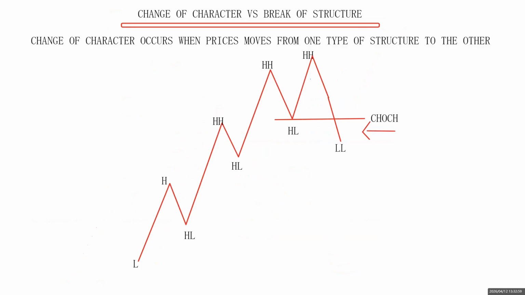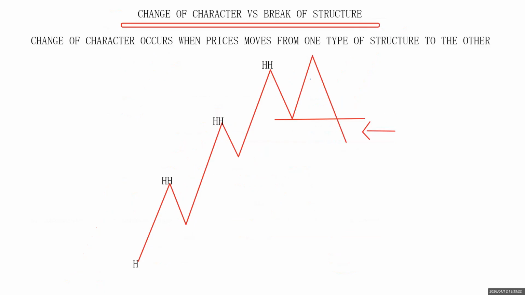Because what a change of character does for us is that it allows us to know that one type of structure has ended and price has begun another type of structure. So since the change of character is an indication for me that price has begun another type of structure, this means that it gives me an opportunity to execute a trade position when I see such patterns in the market.